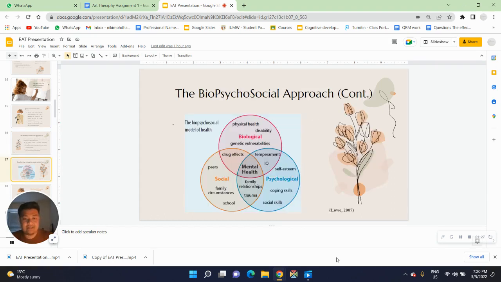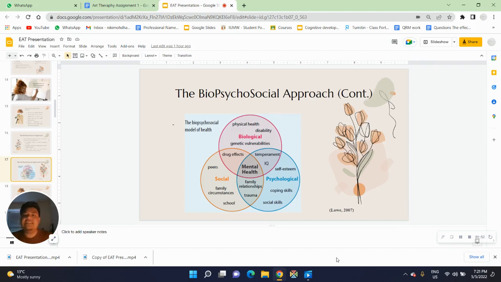Now, this diagram shows what the biopsychosocial approach really is within the context of health. If you can see, the social area has peers, family circumstance, and school. Psychological has self-esteem, coping skills, and social skills. Biological has physical disabilities and genetic vulnerabilities.